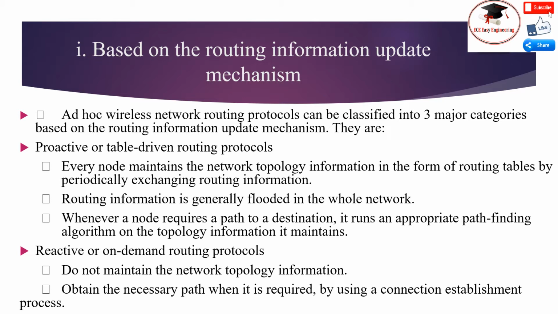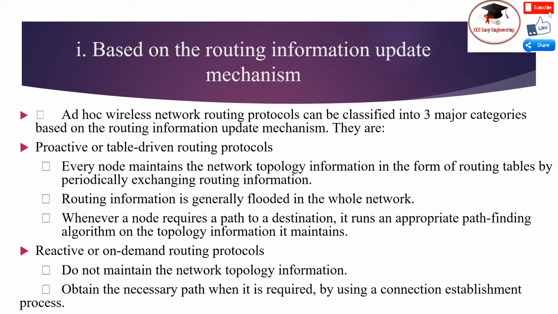Based on routing information update mechanism, ad hoc wireless network routing protocols can be classified into three major categories. They are proactive or table-driven routing protocols. Every node maintains the network topology information in the form of routing tables by periodically exchanging routing information. Routing information is generally flooded in the whole network. Whenever a node requires a path to a destination, it runs an appropriate path-finding algorithm on the topology information it maintains. Second is the reactive or on-demand routing protocol.